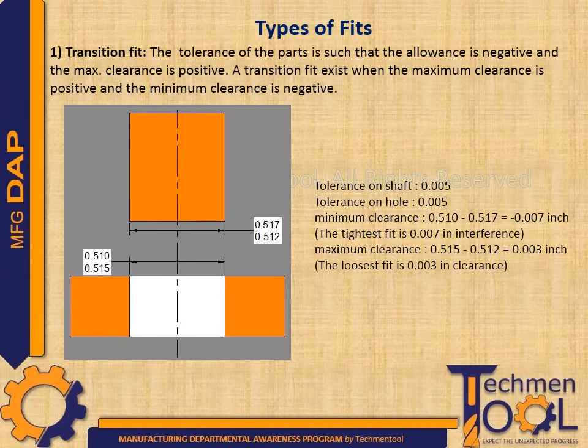Minimum clearance is equal to 0.510 minus 0.517, that is equal to minus 0.007 inch. The tightest fit is 0.007 in interference. Maximum clearance is equal to 0.515 minus 0.512, that is equal to 0.003 inch. The loosest fit is 0.003 in clearance.